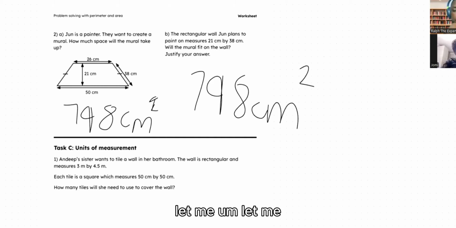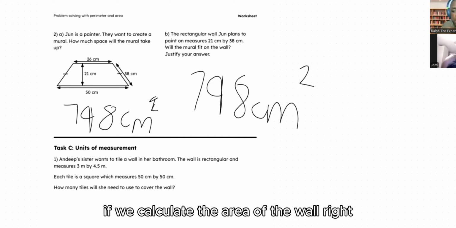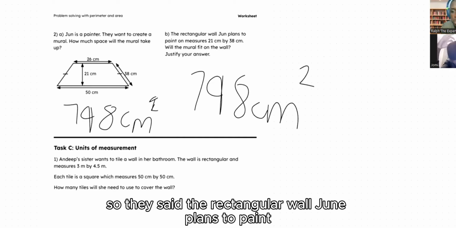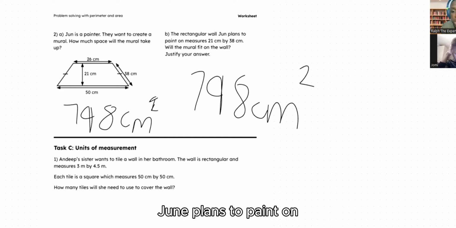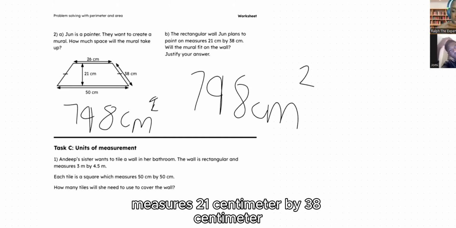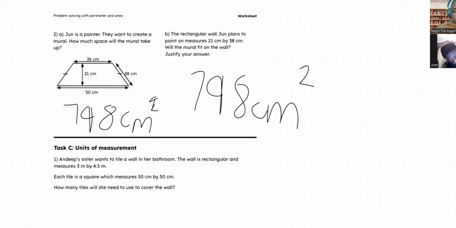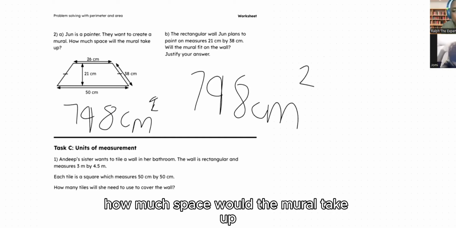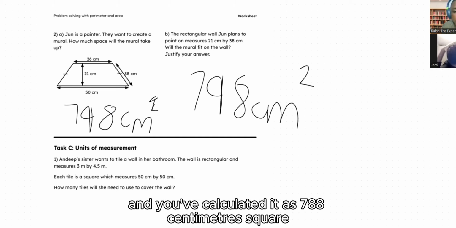Okay, let me mention something here. If we calculate the area of the wall, right? Yeah. So they said the rectangular wall June plans to paint on measures 21 centimeter by 38 centimeter. Will the mural fit on the wall? They want to create a mural. So June is a painter, they want to create a mural. How much space will the mural take up? And you've calculated it as 798 centimeters square.